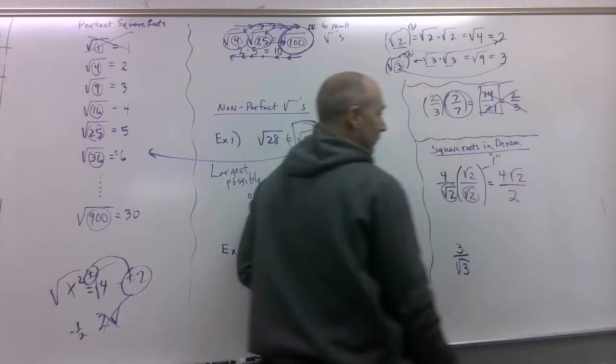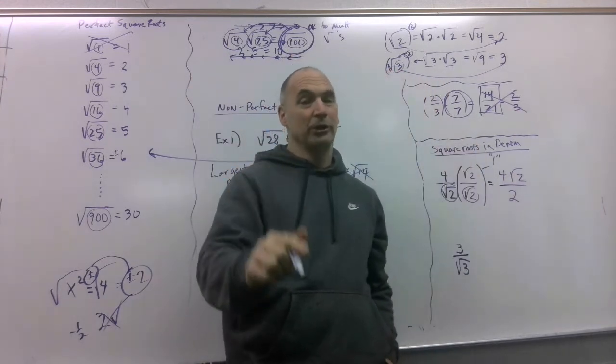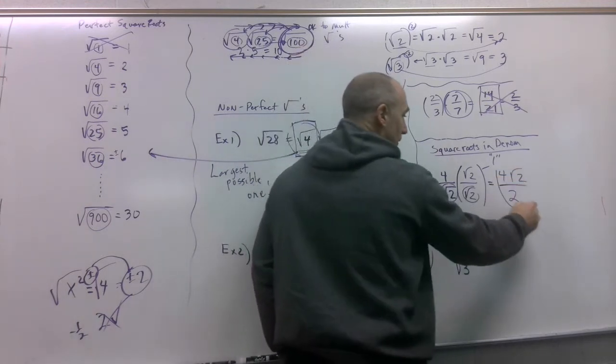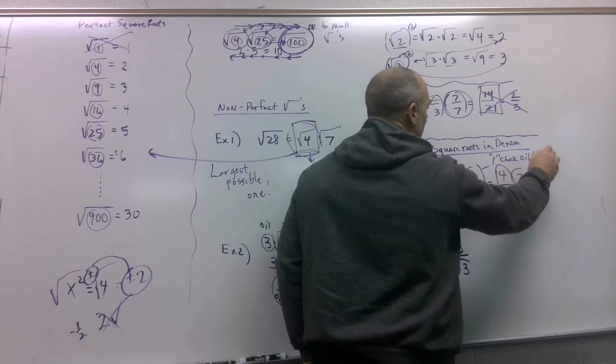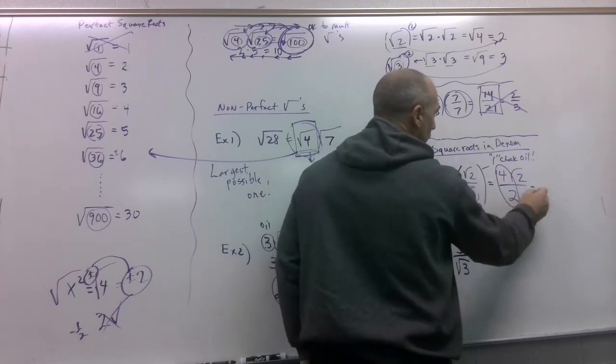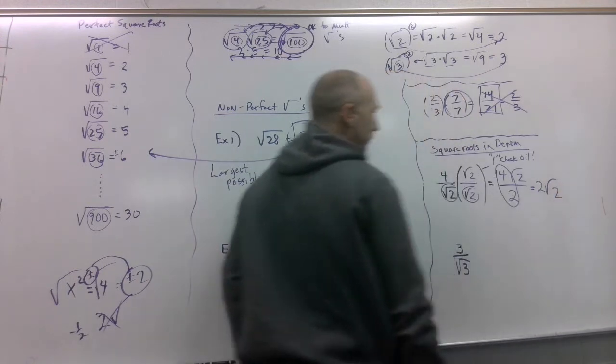Now, a lot of students just say, I'm done, good, I got the radical out of the basement. And that's true, you did. But this can be reduced. So I say, check your oil. Okay, 4 divided by 2 is just 2. That's what this is, and then I have a square root of 2 along with it.